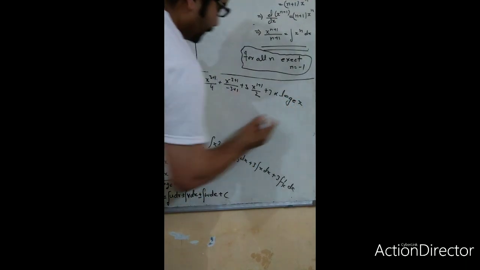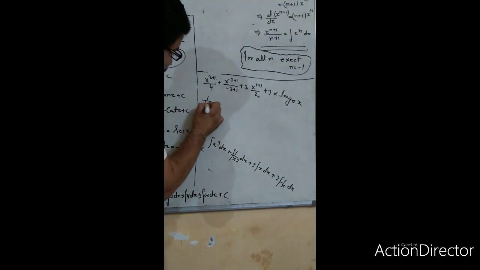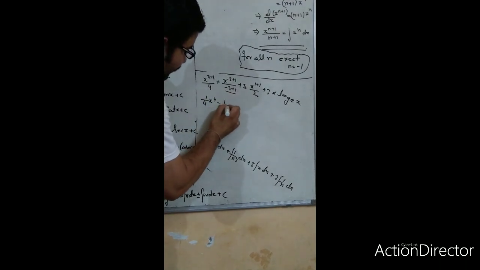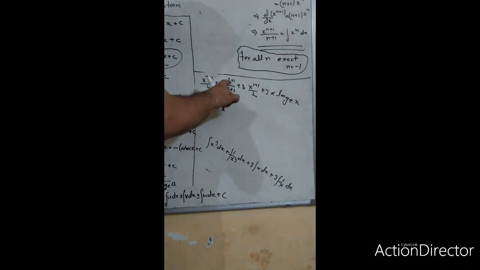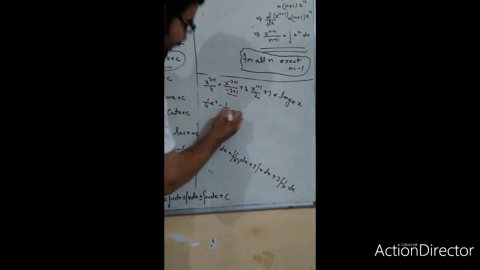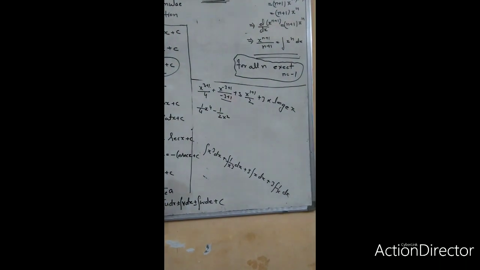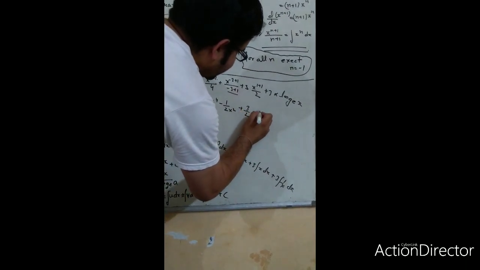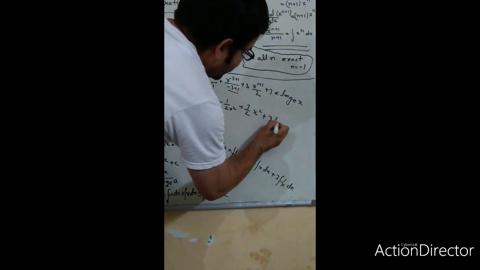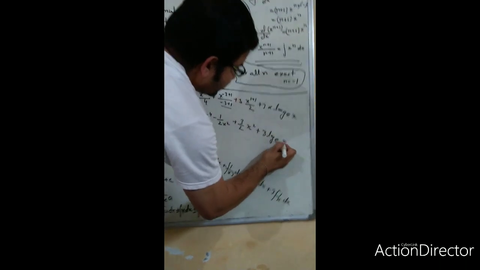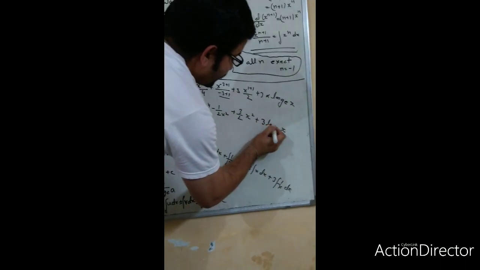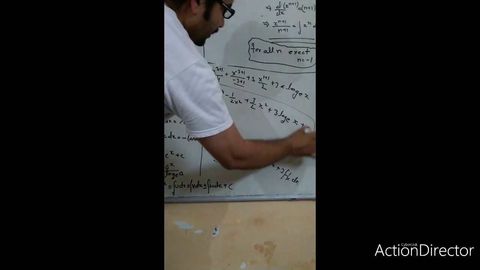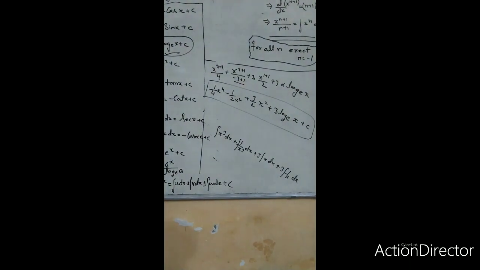Log e of x. Now find 1 upon 4, x to the power 4. This is minus 2. You have to put 1 upon minus 2, and x to the power minus 2 you have to take to the lower side. It will be 2 x square. Now this one, that is 3 by 2 x square, plus 3 log of e x, plus c. This will be the right answer for that integration.